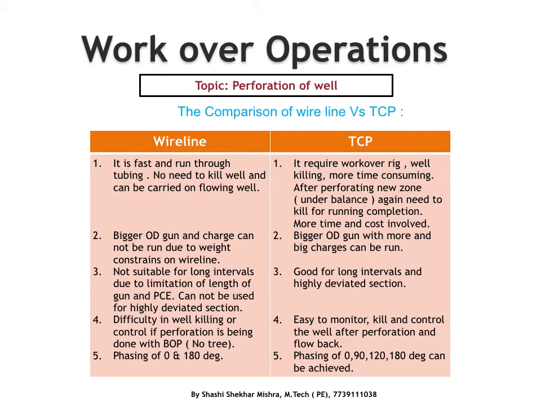Now we will compare wireline perforation against TCP. Wireline perforation is fast and it can be carried out on a flowing well. But in TCP we require a workover rig, where we have to take out the completion string, then perforate, and this is more time consuming and more costly. At the same time there is also formation damage, since we have to kill the well, so we also have loss of production. But there are other advantages of TCP which we see in the next point.